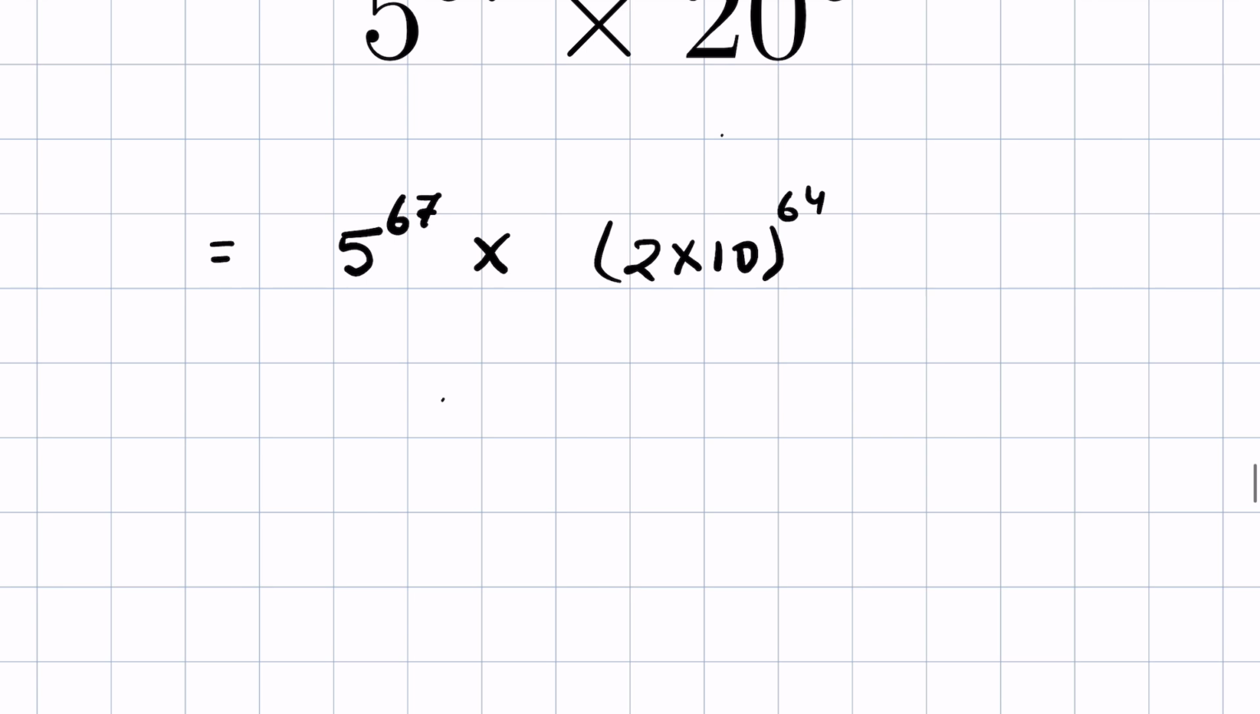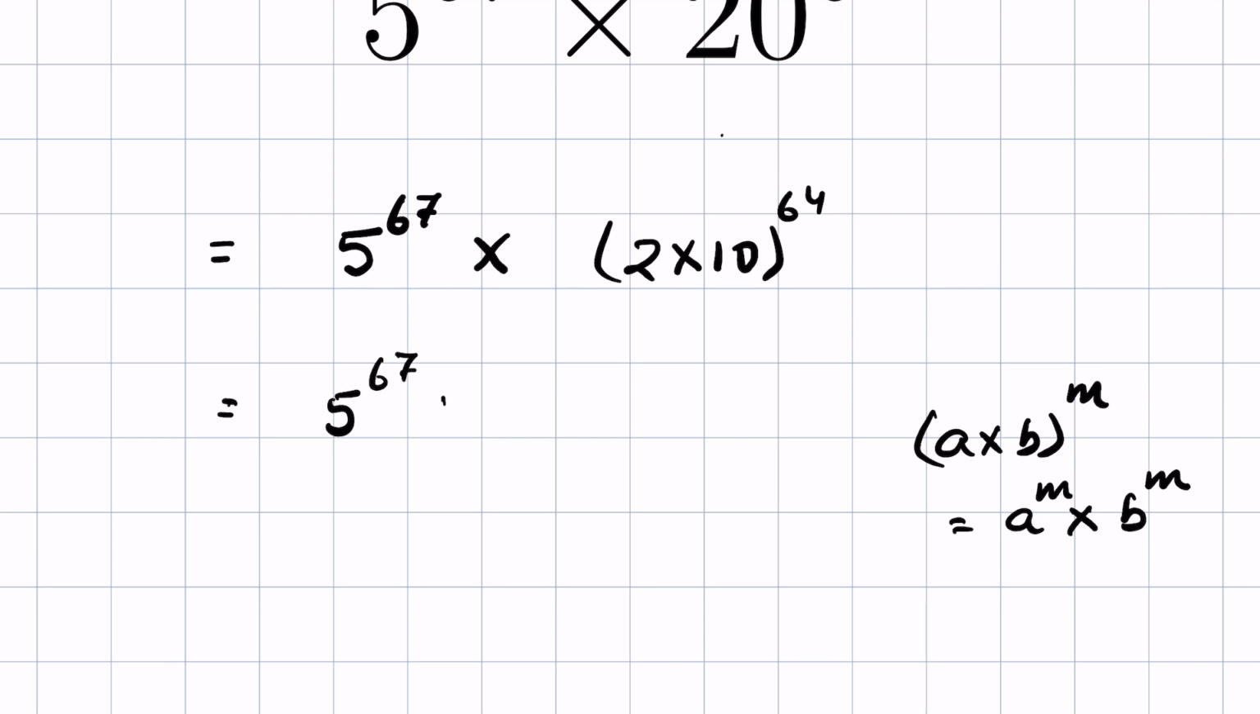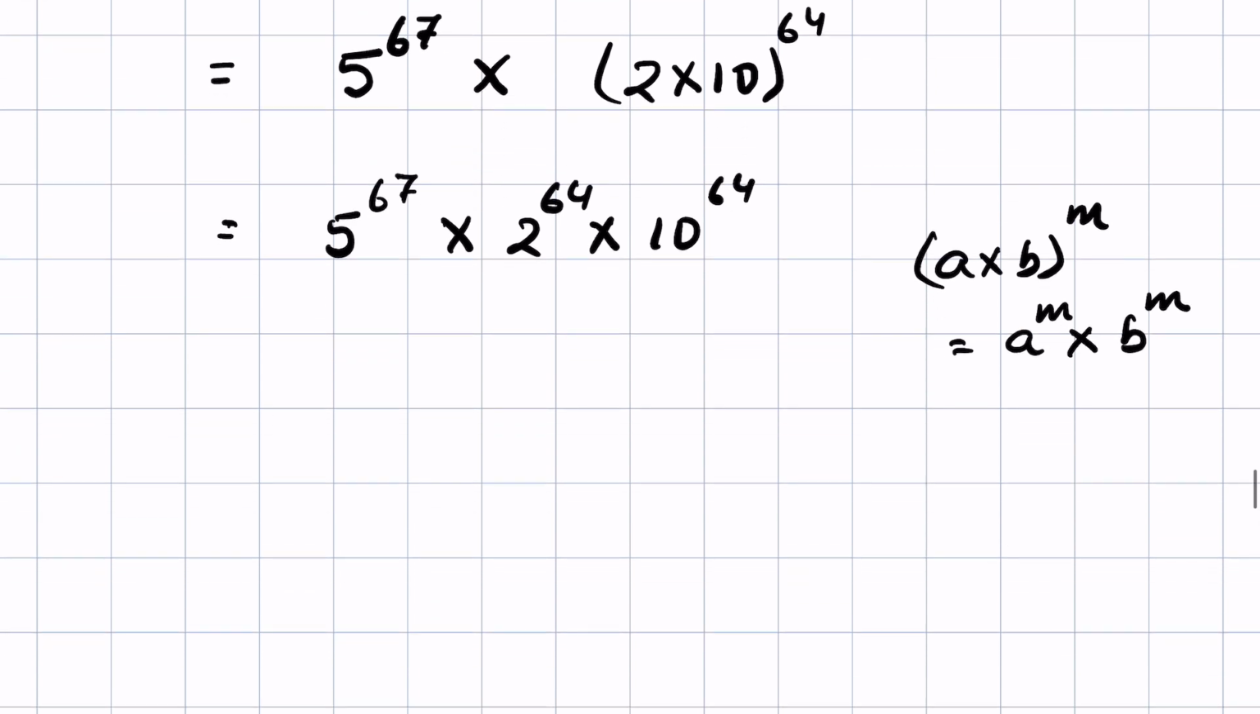Now there is an identity where (a times b) whole raised to the power m is equal to a raised to the power m times b raised to the power m. So this is now 5 raised to the power 67 times 2 raised to the power 64 times 10 raised to the power 64. 5 raised to the power 67, we can write it as 5 raised to the power 64 plus 3, times 2 raised to the power 64 times 10 raised to the power 64.